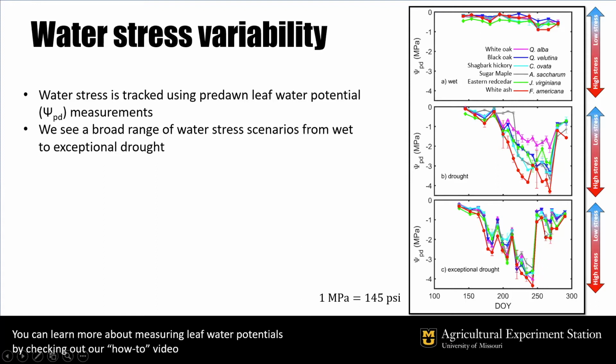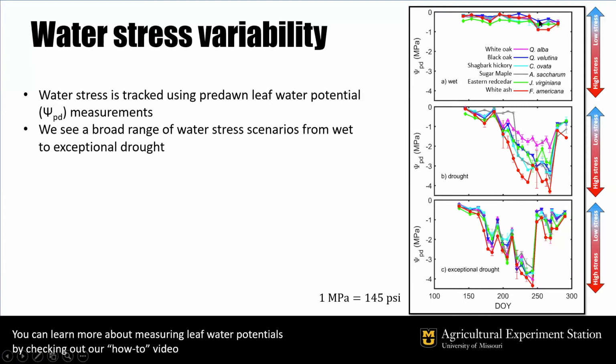Each panel is showing 6 different lines, and each of those different lines corresponds to a different tree species. You can see those different species in the legend here. The main takeaway from these plots should be that we see differences between years, so if you compare from one panel to the next, we see a very different pattern of pre-dawn leaf water potential and thus water stress.